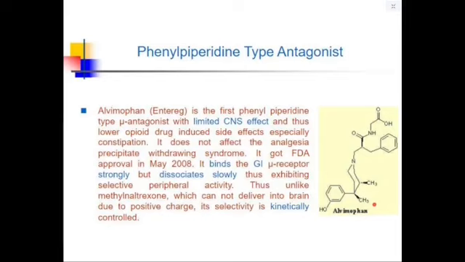Alvimorphan was found to have mu antagonist activity, and as we had said earlier, you can see this group here has no close resemblance with the allyl groups that we were putting in the morphine or in the benzomorphans to give us antagonistic activity.